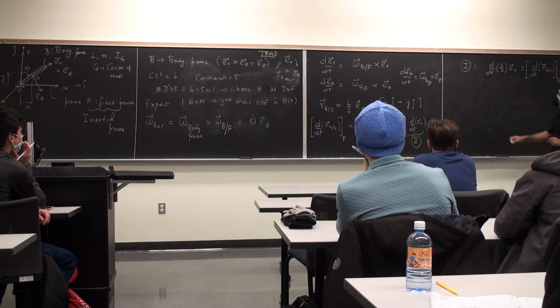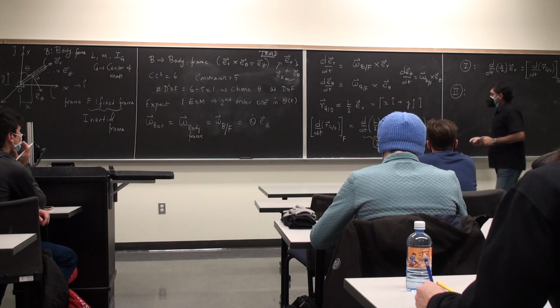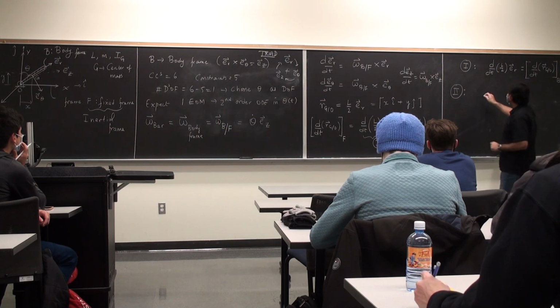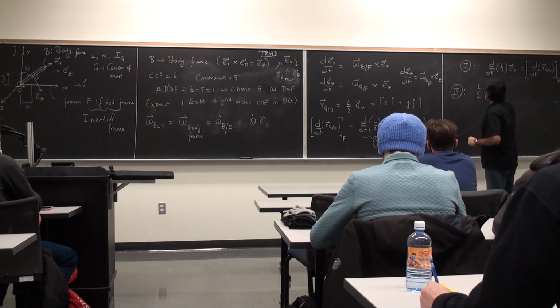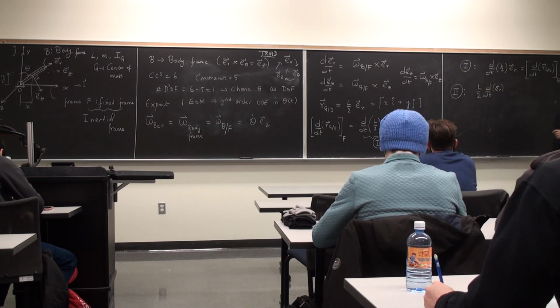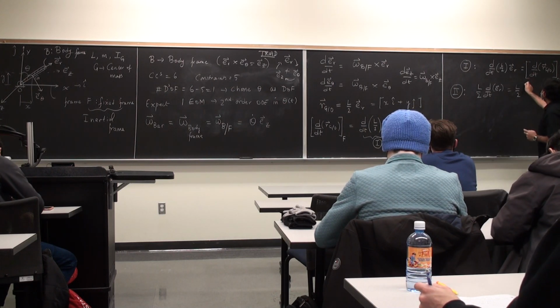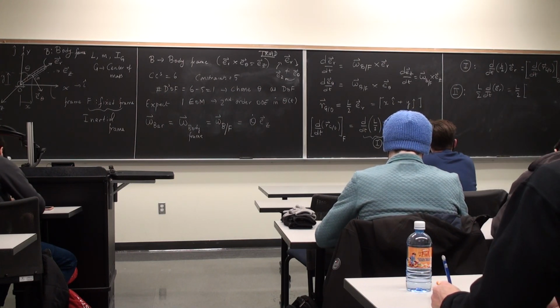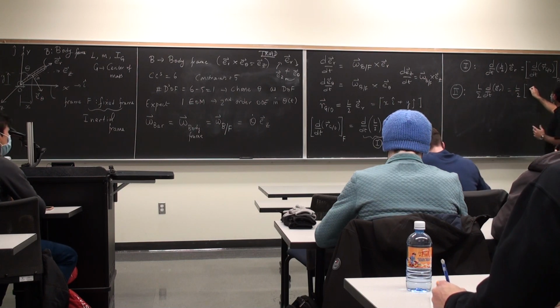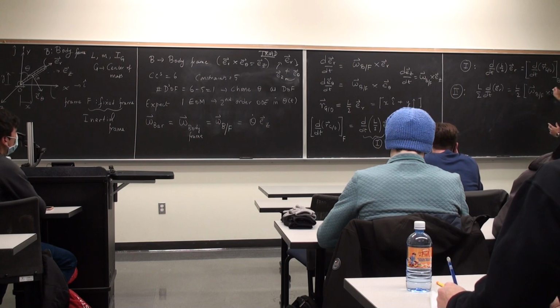Term 2. I'm going to expand that a little bit. So this is L by 2 d by dt of Er. I'm going to make use of our relation there. So this is L by 2, and d by dt of Er is omega of b slash f cross with Er.